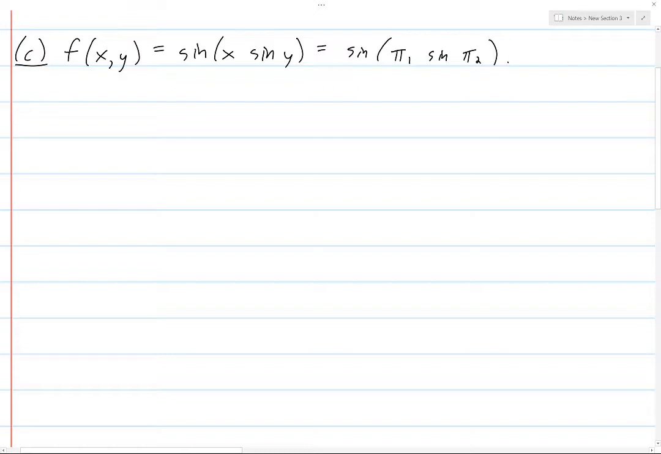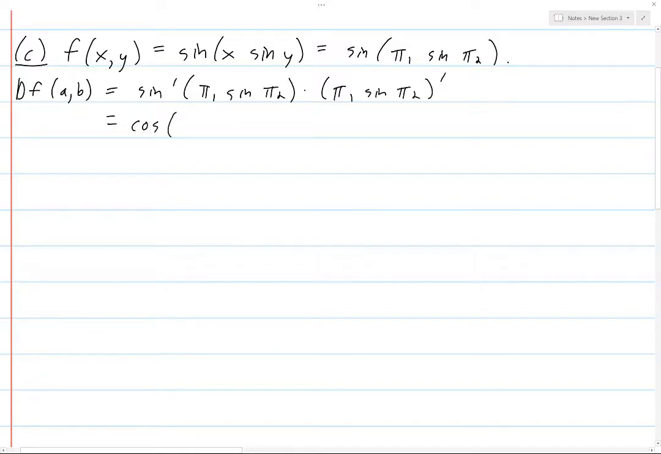And that's all we need to do in order to put it into a form that we can attack with the tools we have at our disposal. So again, we have df, and we're going to evaluate at the point (a, b). First we have the derivative of sine evaluated at pi 1 sine pi 2. Then we multiply by the derivative of what's on the inside, because of the chain rule. The derivative of sine is cosine, so we have cosine.